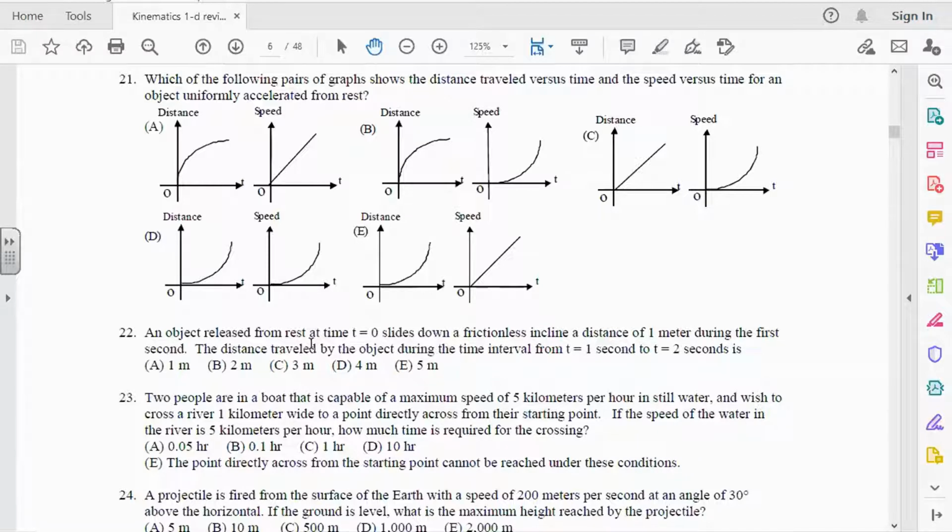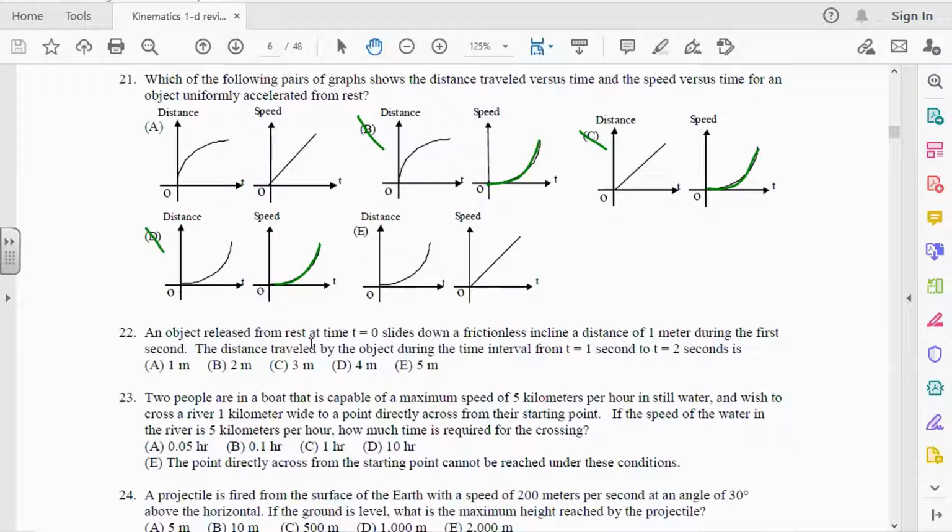So we know that starting from rest, our speed versus time graph has to start from 0, which all 5 of these graphs do. Uniformly accelerated means that the acceleration is constant, which means that the speed versus time graph has to be a line. So for B, that's out because this is a curve. For C, again, it's a curve, so that's out. And for D, I also have a curve, so that one's out. So I'm pretty much looking between A and E.